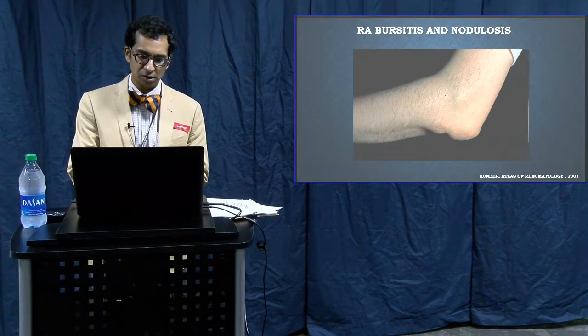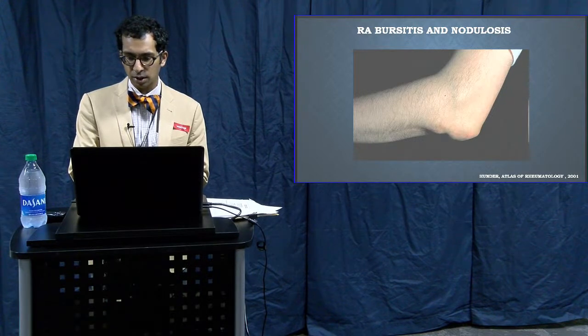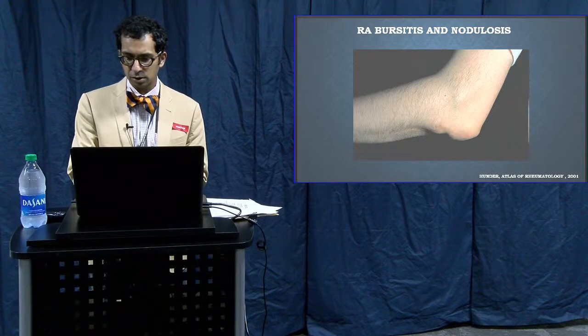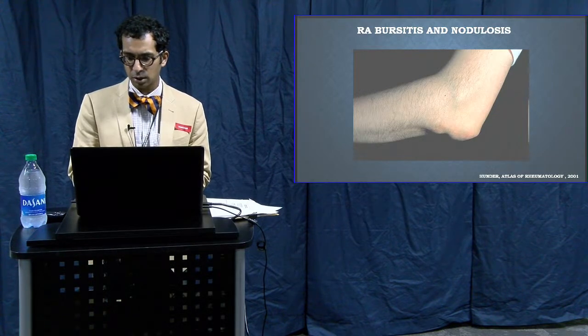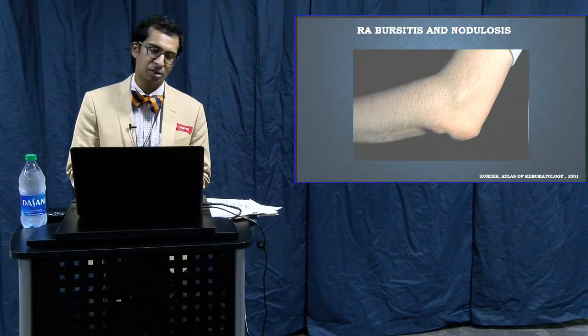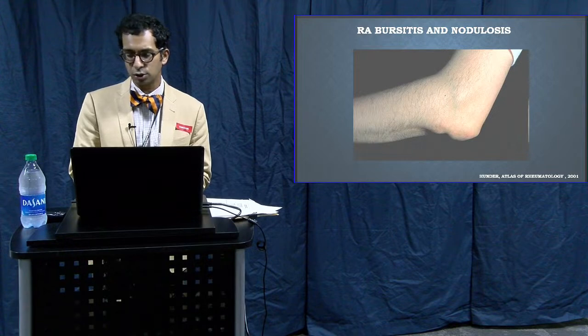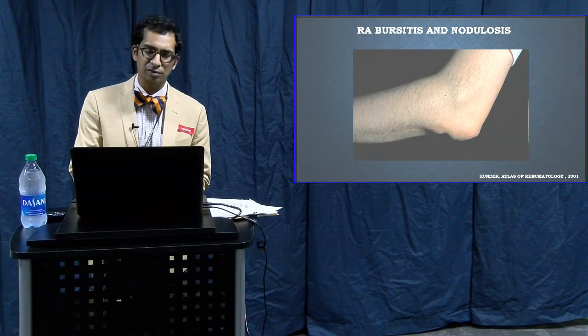These nodules can occur anywhere. They tend to occur more on the extensor surfaces over pressure points, so the arms, the forearms here, the feet. They can also occur in unusual locations too. It's been described that they can occur within the dura and on heart valves as well.